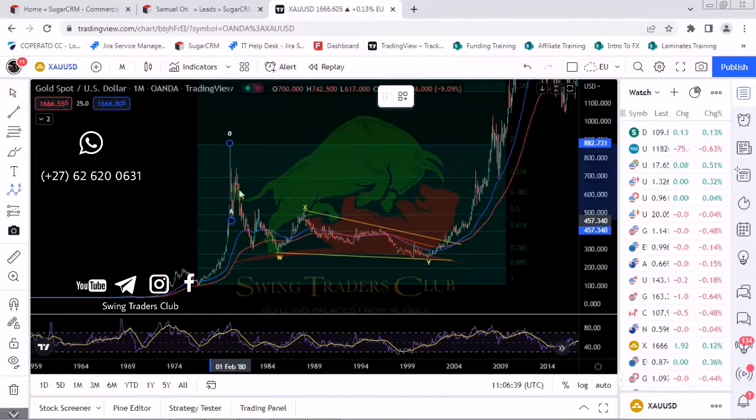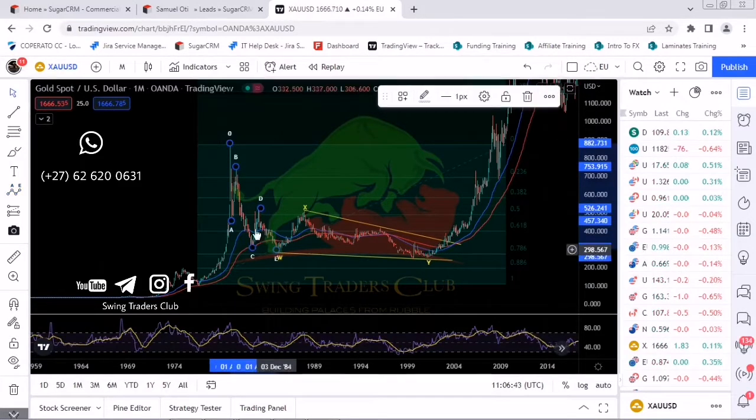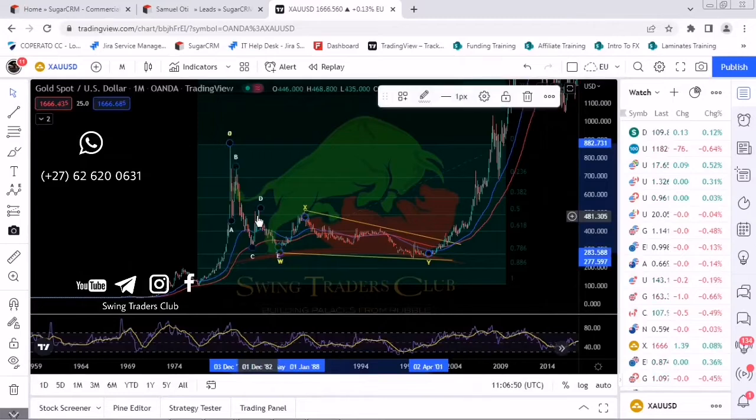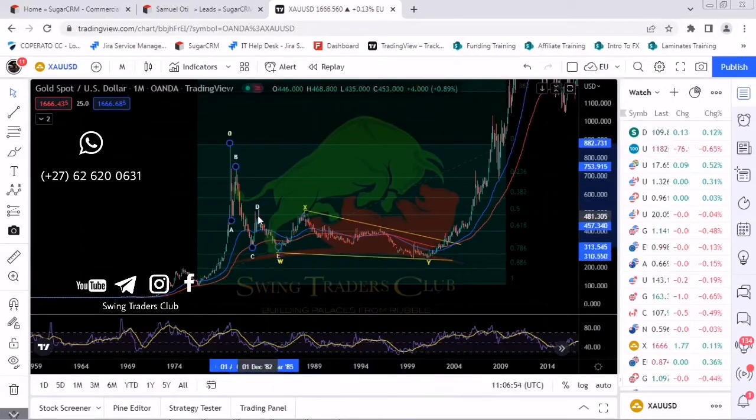1, 2, 3, 4, 5. So what does it mean? It means that this leg of W was formed with what? With sort of like a triangle. You can see a formation, an A, B, C, D, E movement, to give us that W.